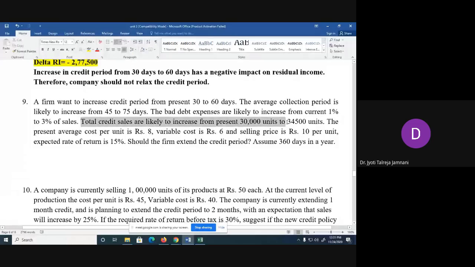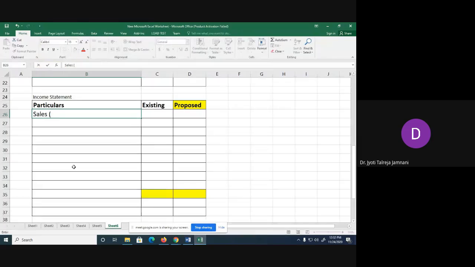Total credit sales are likely to increase from 30,000 to 34,500. That means as of now the sales are 30,000, the existing, and the increased will be 34,500. And the selling price per unit is given here, 10 rupees. So we are going to consider this 10 rupees selling price. So current sales are 30,000 units into 10 rupees. So 30,000 into 10, how much do you get? 3 lakh. Then the new sales will increase to 34,500, is what they have told. So 34,500 into 10, you will get 3 lakh 45,000. So these are the sales values.